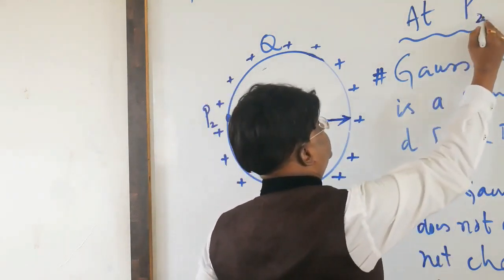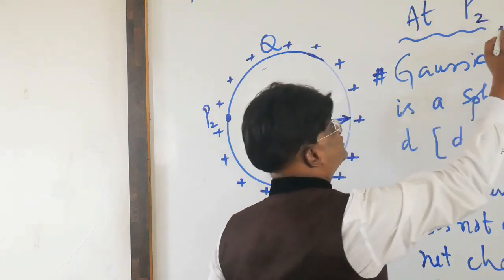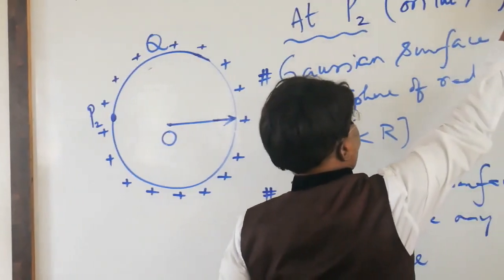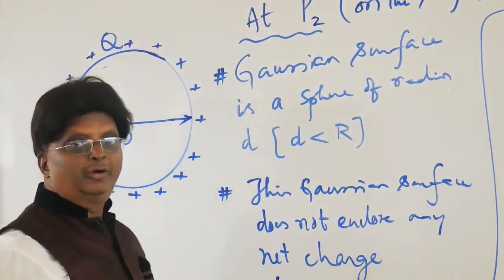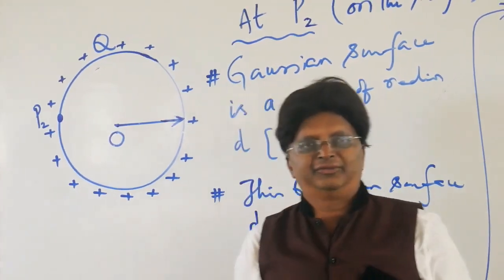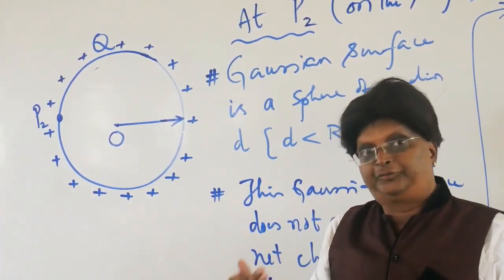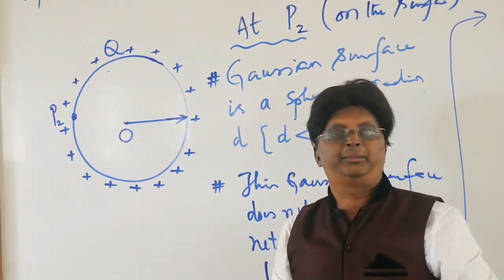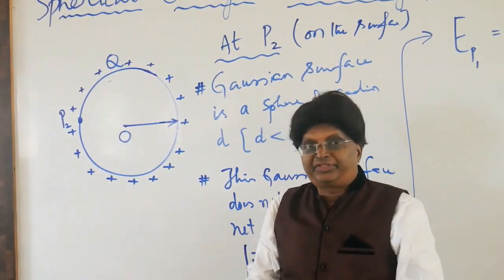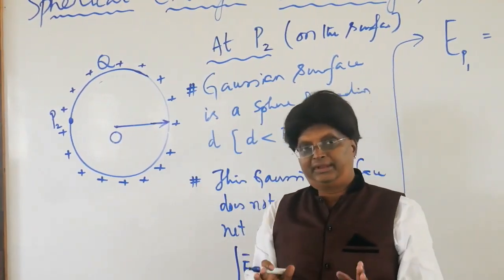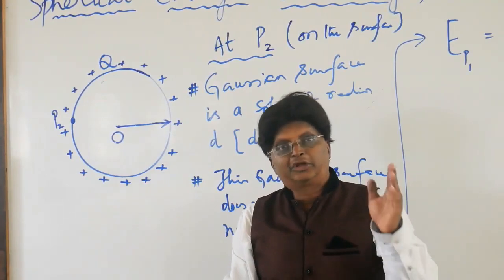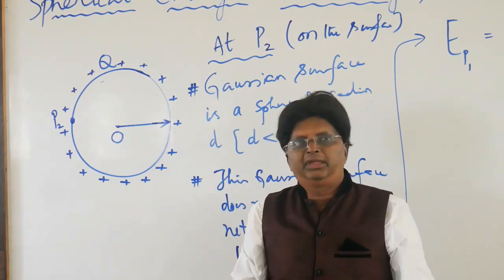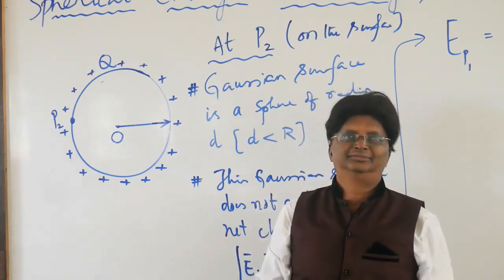So now P2 is the point at which I want to find the field. And what is the point P2? I mentioned, on the surface. It is present exactly on the surface. Now, one more time, the Gaussian surface. Earlier it was a point P1 at distance d from the center, d less than capital R, we said. Now this time, when point P2 is present exactly on the surface, the Gaussian surface is nothing but the surface of that shell itself, it behaves as the Gaussian surface, is it not?